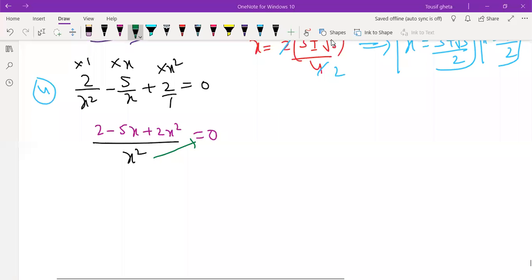On your screen: 2x square minus 5x plus 2 equals 0.